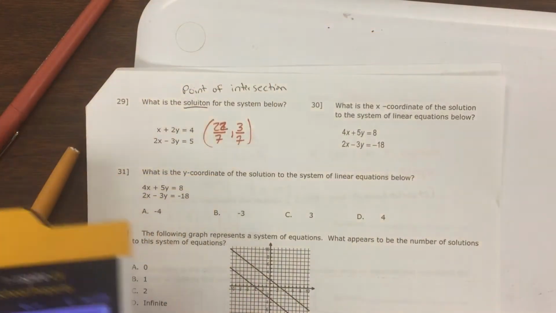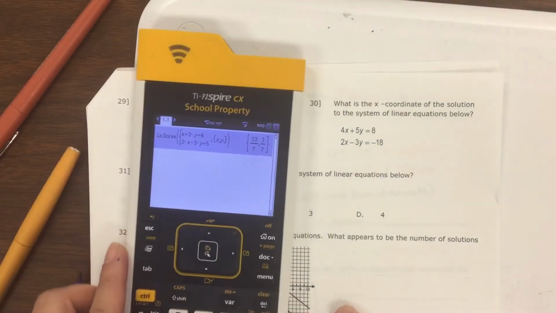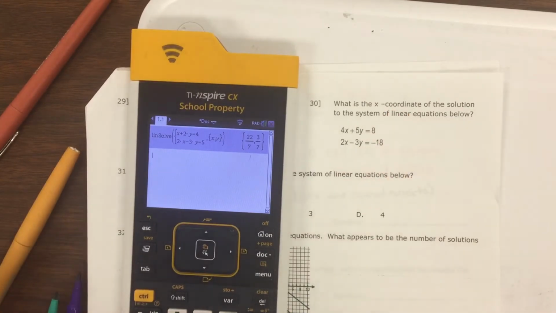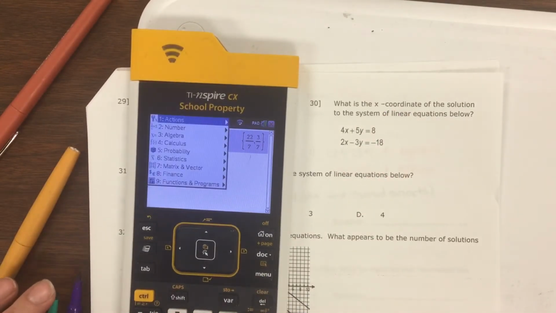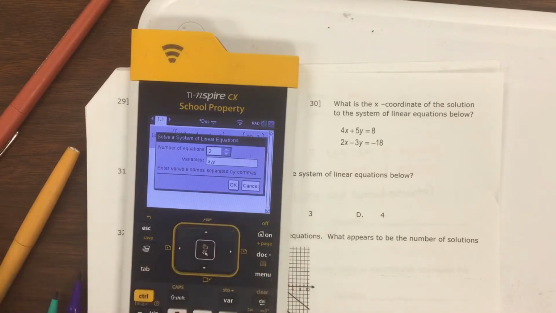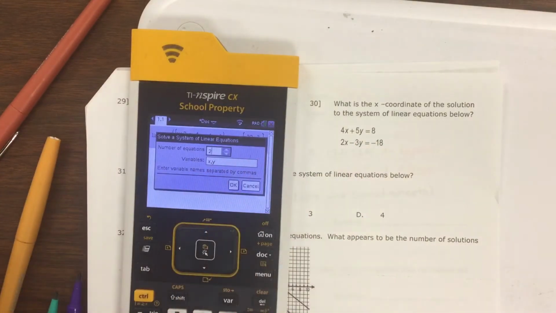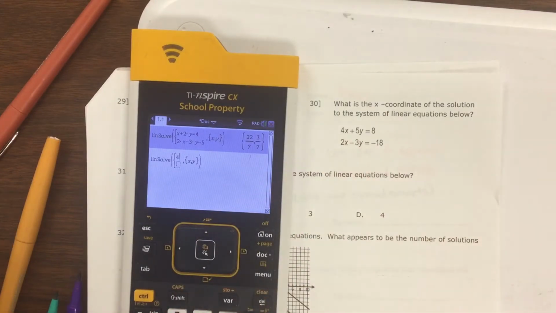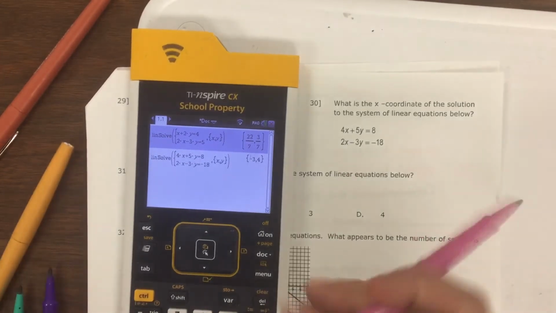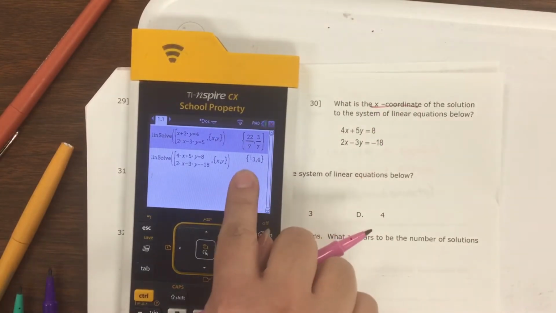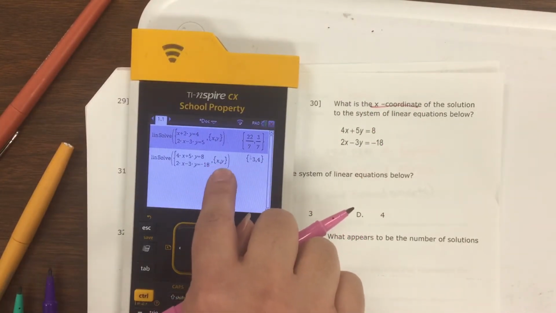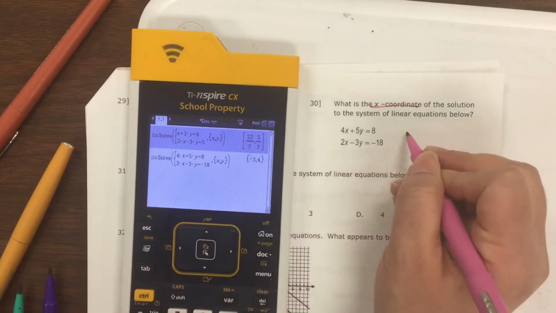If I look at question 30, it's asking me the same thing, but this time I just want the x coordinate. So I can still do the system solver here. I'm still using my x and y. So I'm going to type in my first equation, 4x plus 5y equals 8. And then the bottom, I'll type out my second equation. And this time when I press enter, because I only want the x coordinate, I'm just going to take that first number because it's x, then y. So my x value is -3.